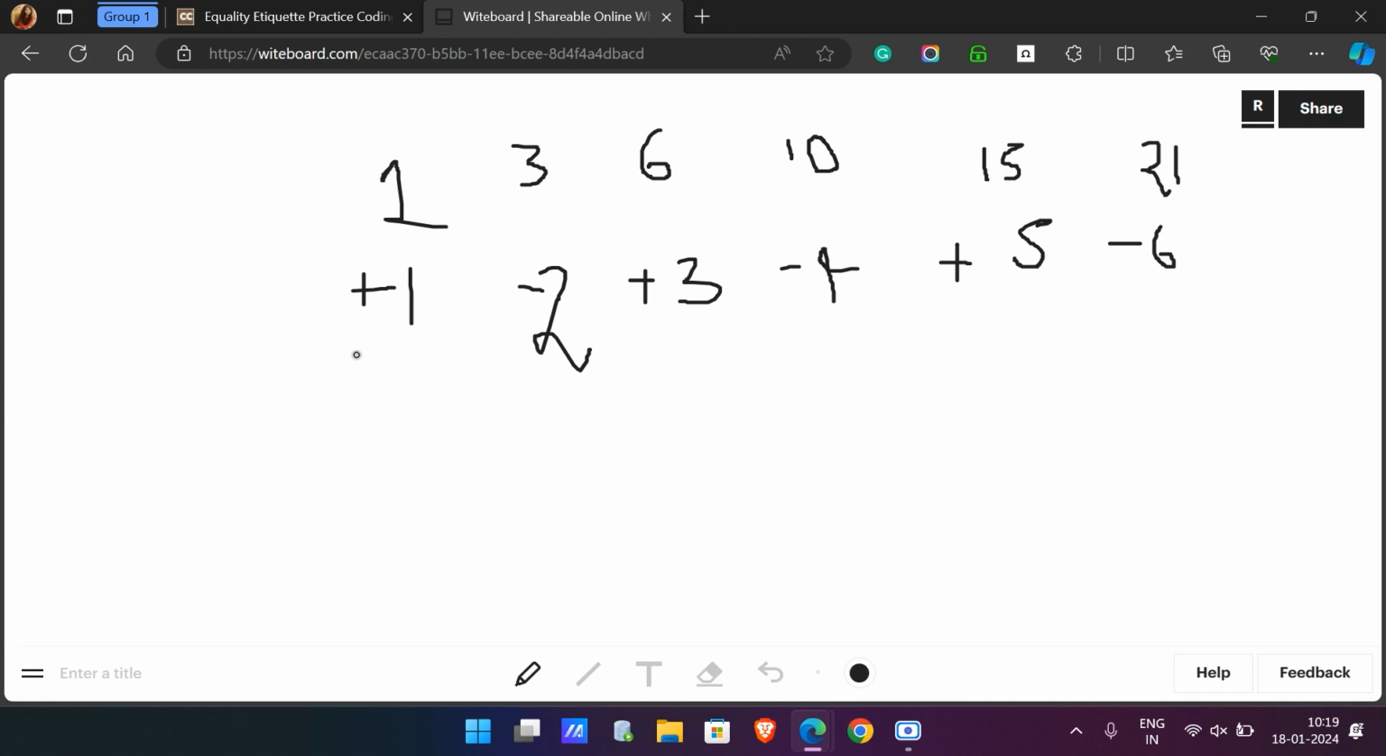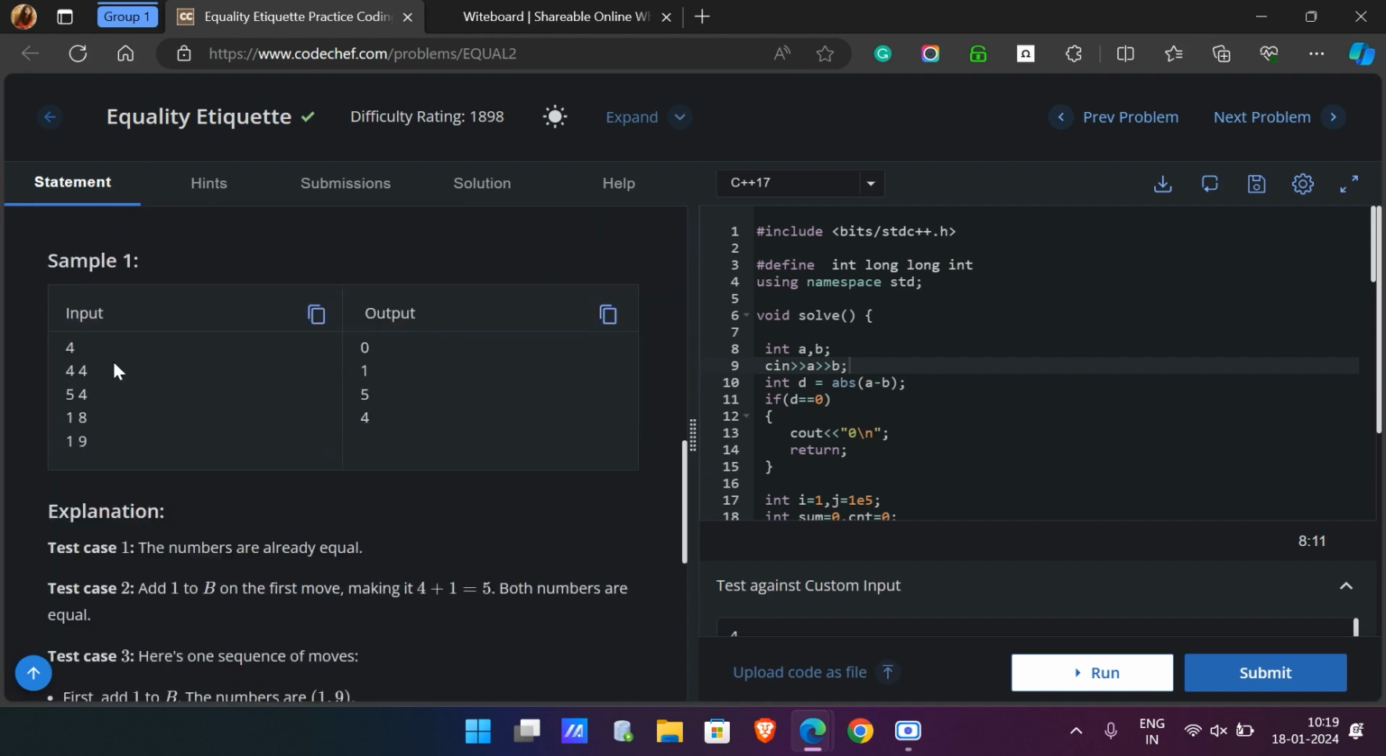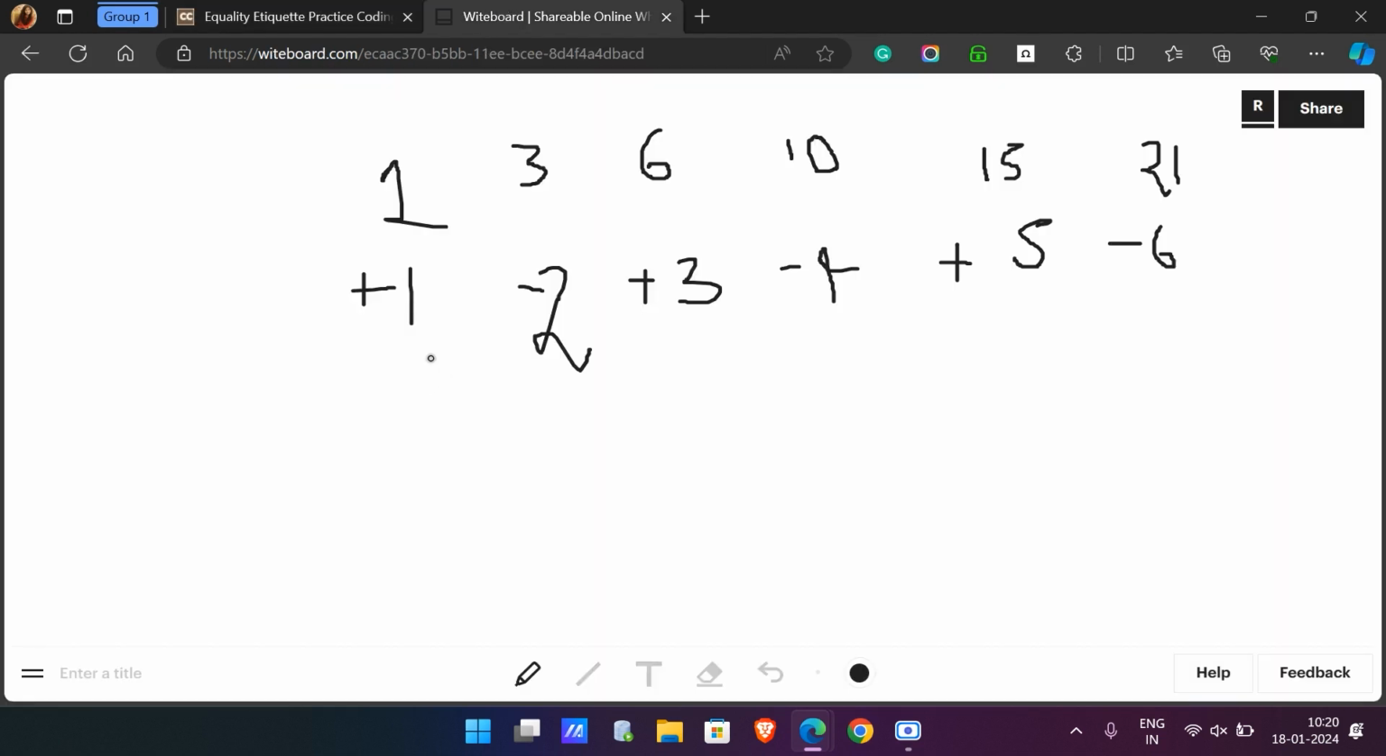Now, we need to make the difference 0. So if the difference between two numbers is 0, then you don't have to apply any operation, like 4 and 4, the difference is 0, so the number of moves is 0. Now for 5 and 4, to make them equal, you need to remove this difference of 1. So you can apply this 1.